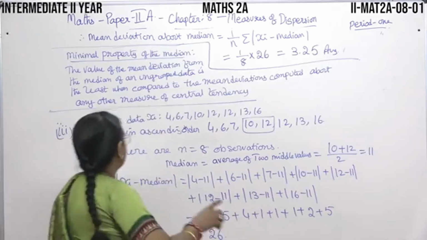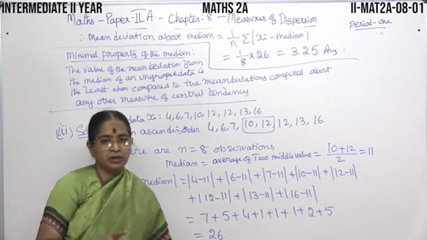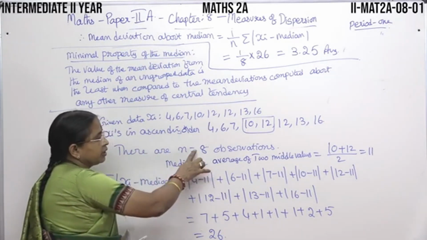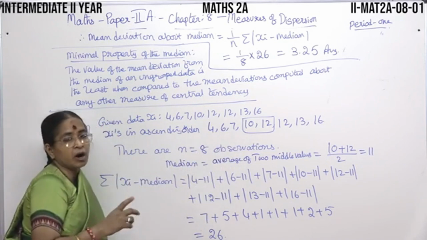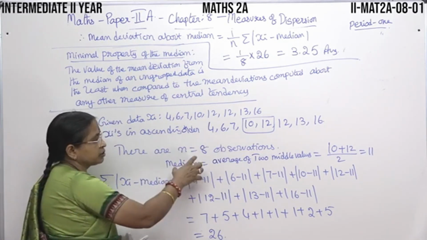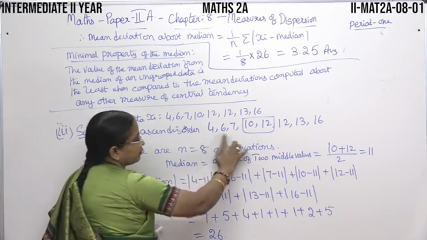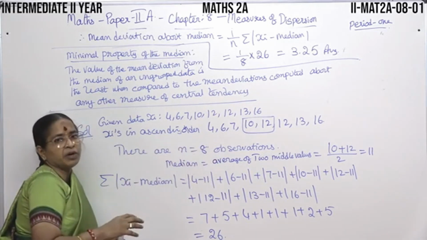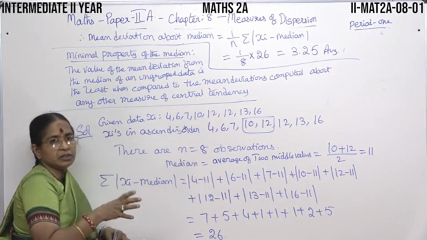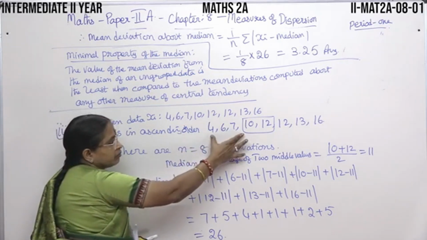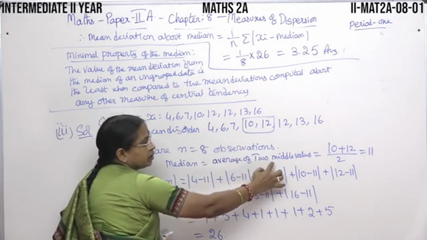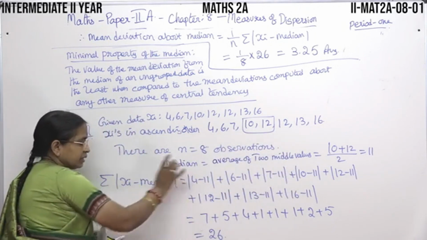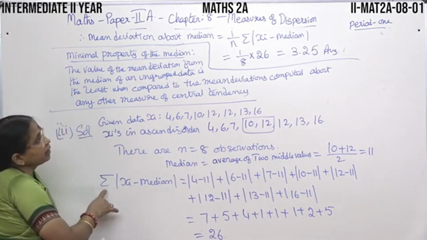Now the next problem, second bit, is similar to the first one. You can try. Now in the third bit, you are given only 8 observations. When there are odd number of observations, median is the middlemost value. When you have even number of observations, you must take the average of the two middle values. So middle values are 10 and 12. So the average is 11. So median is 11.